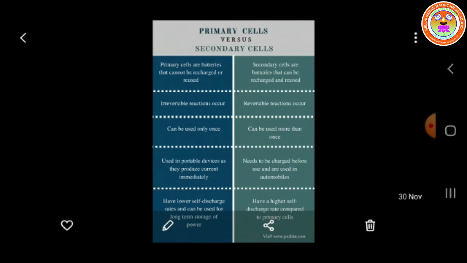Have you understood, students? But I can give some more examples for the primary cells and the secondary cells. Simple voltaic cell, Daniell cell, Leclanché cell and dry cell, these are the primary cells. And the examples for the secondary cells are lead acid accumulator, Edison accumulator and nickel iron accumulator.